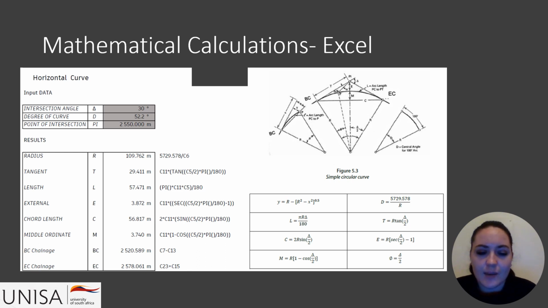So the radius came to about 110 meters, which is the minimum required. The tangent is 29.411 meters. The length is 57.471. At this point is when I noticed that the minimum length of a road should be 300 meters at a curve of 110 for a design speed of 60 kilometers. This is way below the minimum value. Even though in some cases you can use 150 meters, this is still below that extreme case.